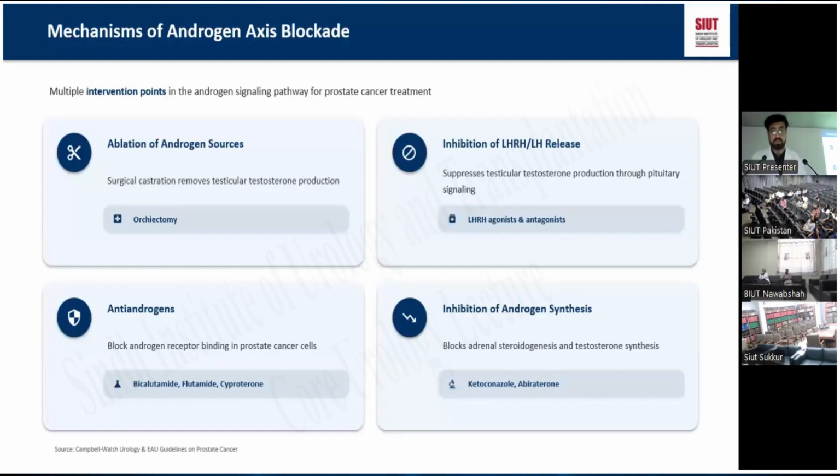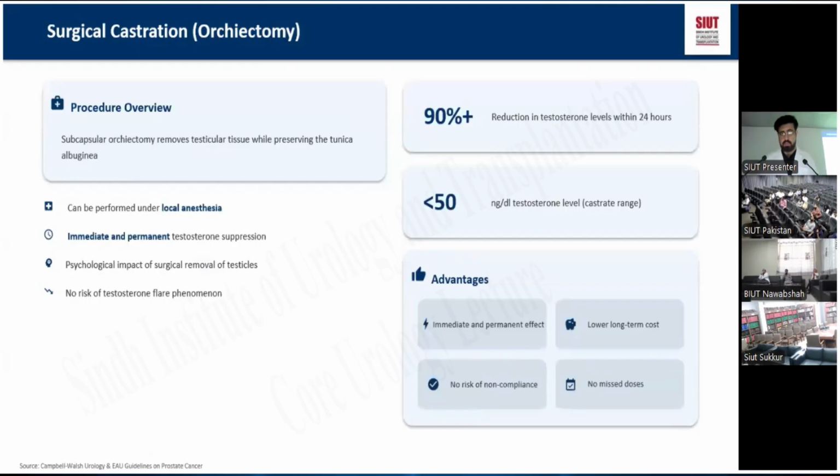So, mechanisms of androgen axis blockade. We have the option of orchiectomy, that is surgical removal of the testes, and inhibition of LHRH release, where we use LHRH agonists and antagonists, and there are anti-androgens, which block androgen receptors, and there is inhibition of androgen synthesis.